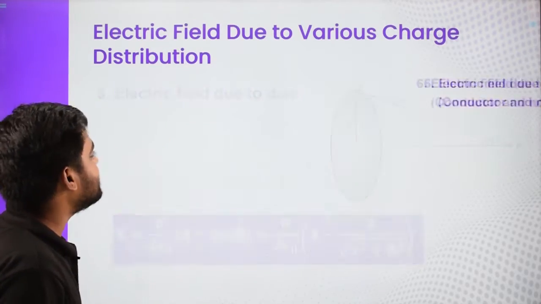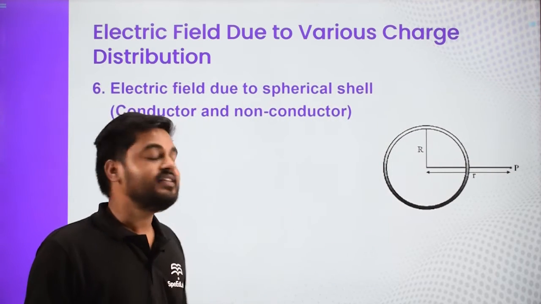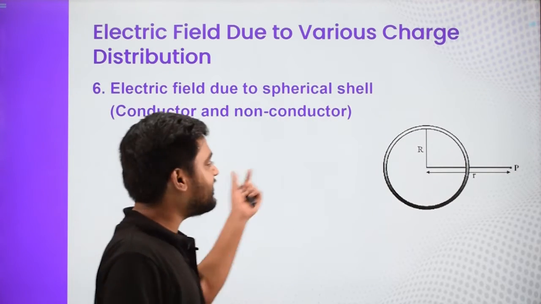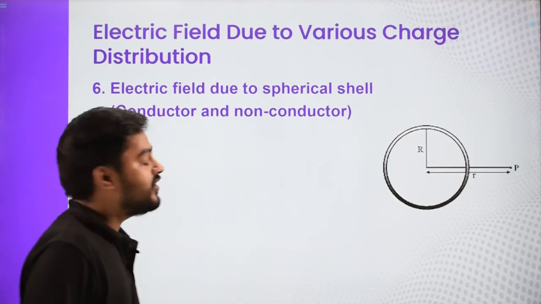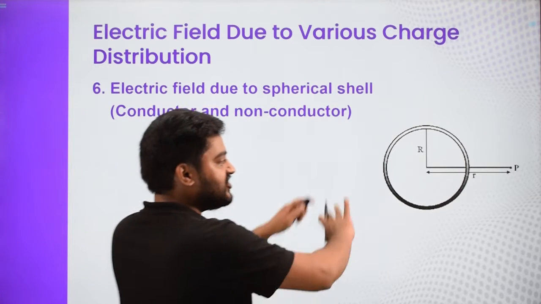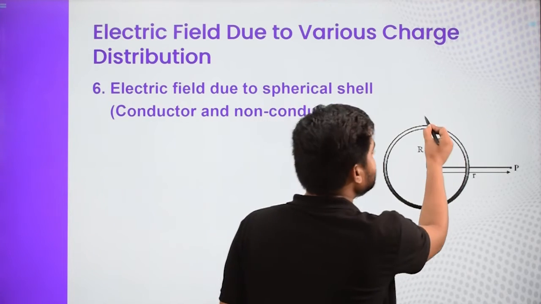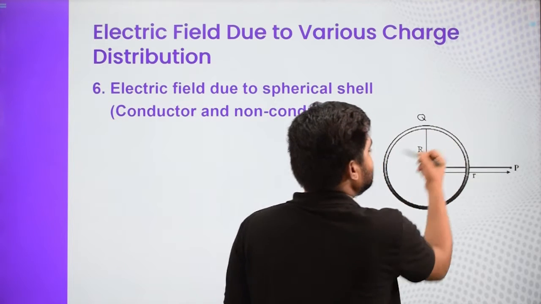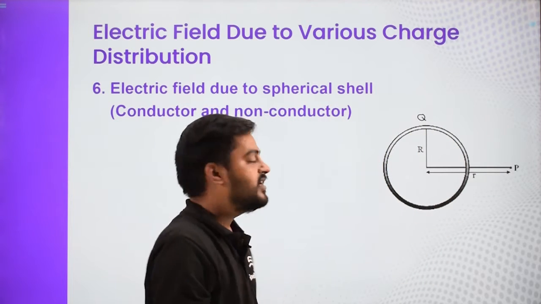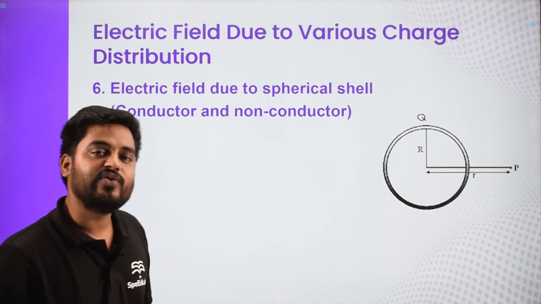Now let us discuss electric field due to a spherical shell. Now that shell might be a conductor or it might be a non-conductor. So this is just a shell, the boundary, and charge q is lying over this shell. So this charge is lying over an area. So there are two cases which we are going to discuss.